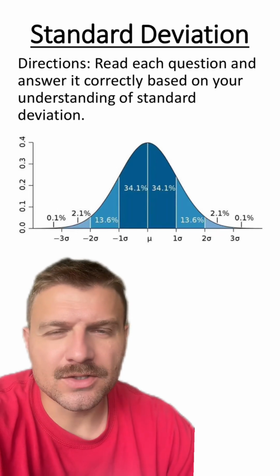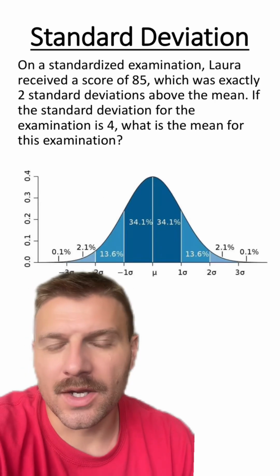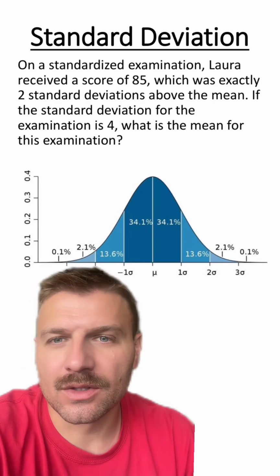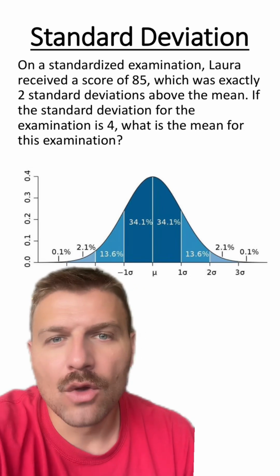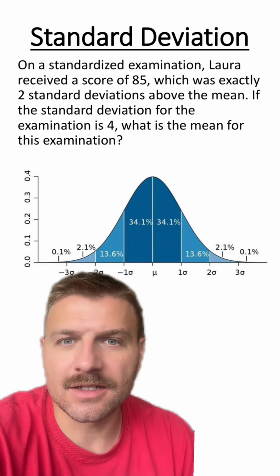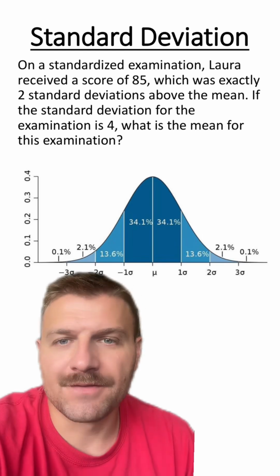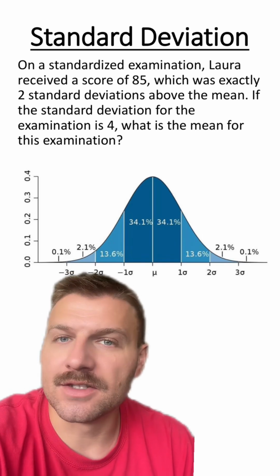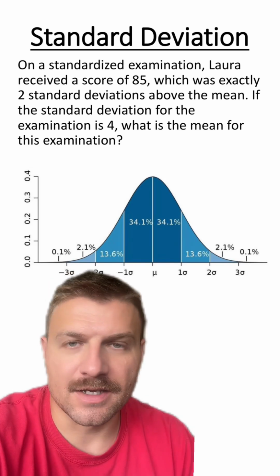Can you answer these questions about standard deviation? Question 1. On a standardized examination, Laura received a score of 85, which was exactly 2 standard deviations above the mean. If the standard deviation for this examination is 4, what is the mean for this test?